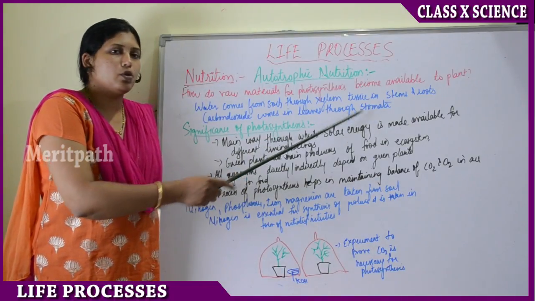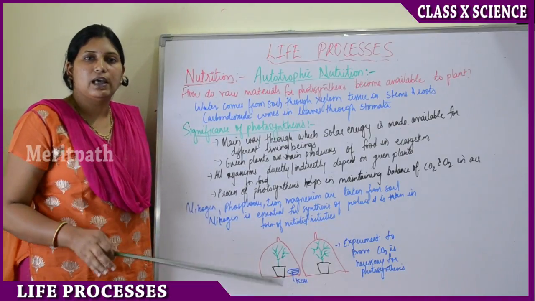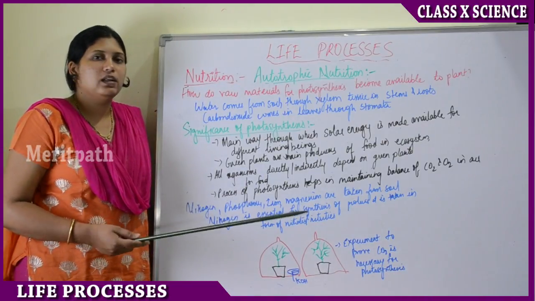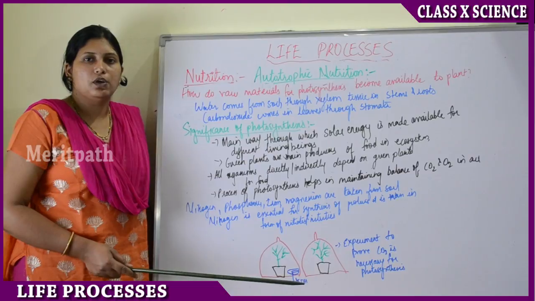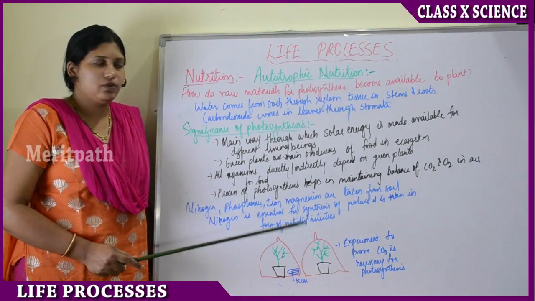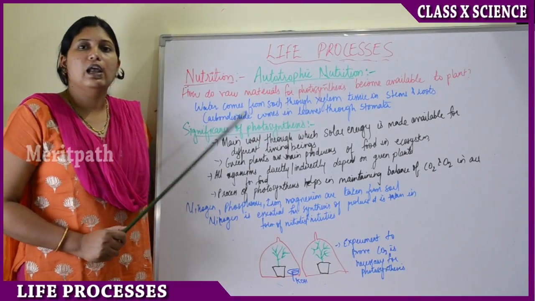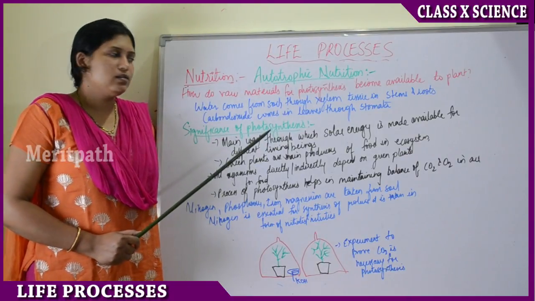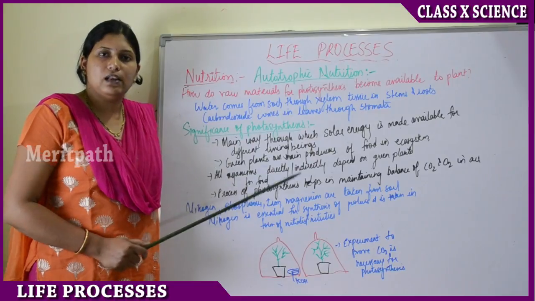If there are no stomata, the leaf will die. If there are no stomata, there will be no respiration process going on. Stomata are present with the guard cells of the leaf. So that is how stomata help in the breathing process. That is the reason carbon dioxide comes into the leaves.